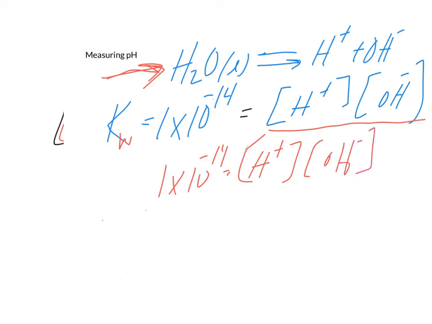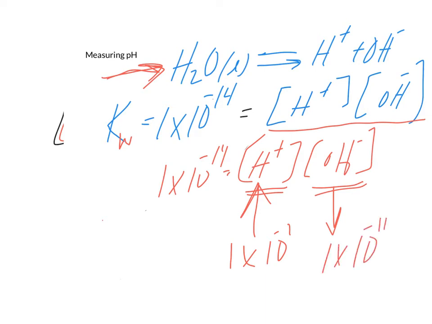Now this has lots and lots of implications, one of which is that in every water solution, the concentration of hydronium and the concentration of hydroxide have to multiply together to equal 1 times 10 to the minus 14. That means if the concentration of H plus is very, very big, the concentration of OH minus is going to have to be really, really small. For example, if the concentration of H plus was 1 times 10 to the minus 2, the concentration of hydroxide, if my math is good, would be 1 times 10 to the minus 12. Not 11, 12. They have to multiply together to equal 1 times 10 to the minus 14.